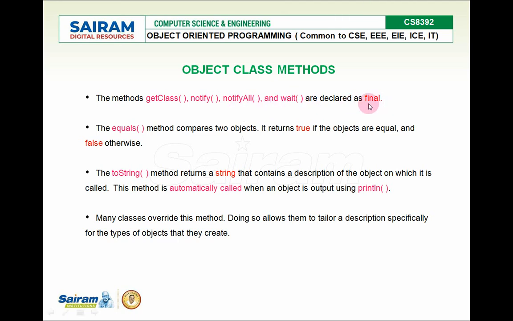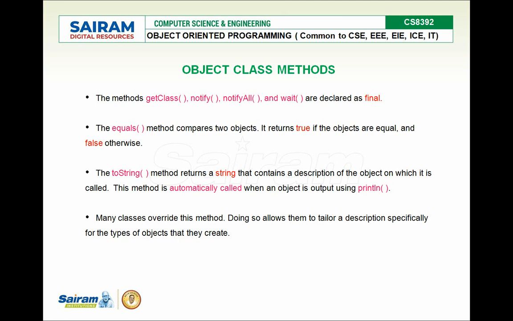As of now, a final method is a method which cannot be overridden. If you declare a method as final, you cannot redefine it again. That is like a constant variable, right? Like a constant, the methods are not allowed to be overridden, or you cannot change that method definition. That is what is called a final method. And equals is a method which compares two objects and returns true if the objects are equal, false otherwise.